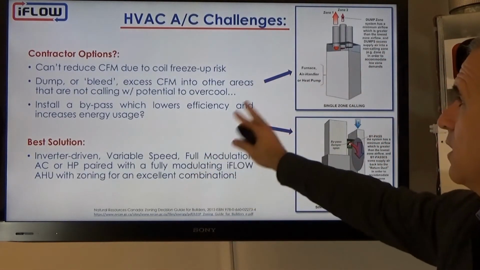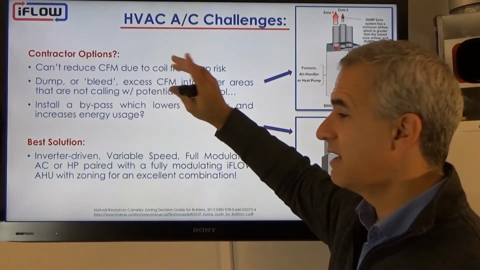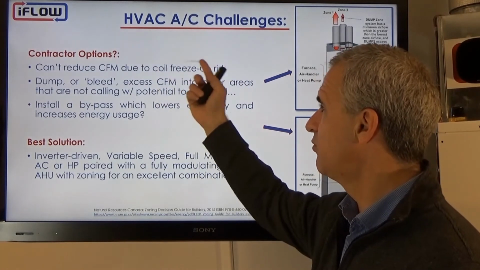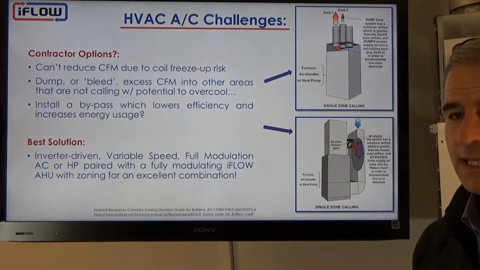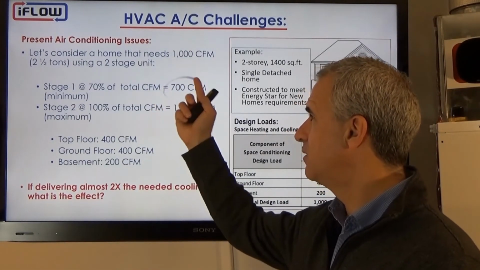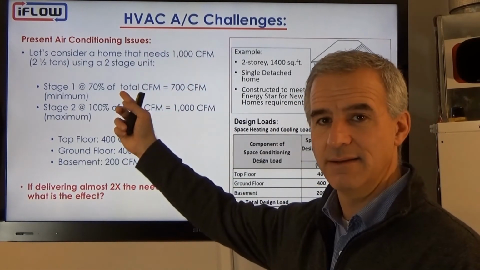So for the contractors, they can't reduce the CFM as we saw. If they reduce the CFM, they risk the coil freeze up. So they have to bleed the excess CFM. So what I'm mentioning here is this 700 CFM that the minimum is at.